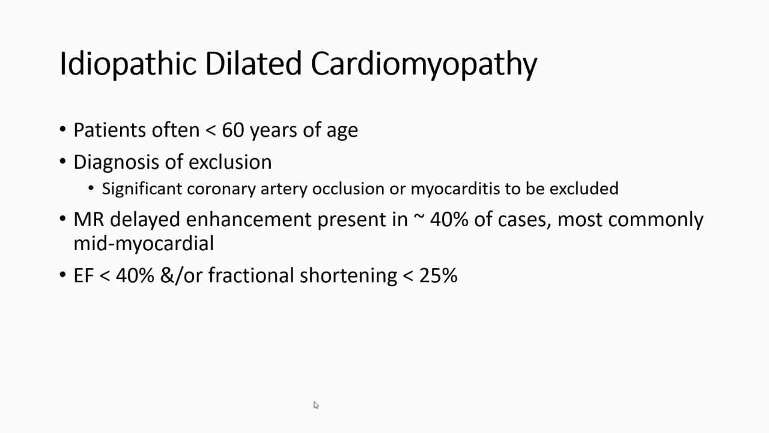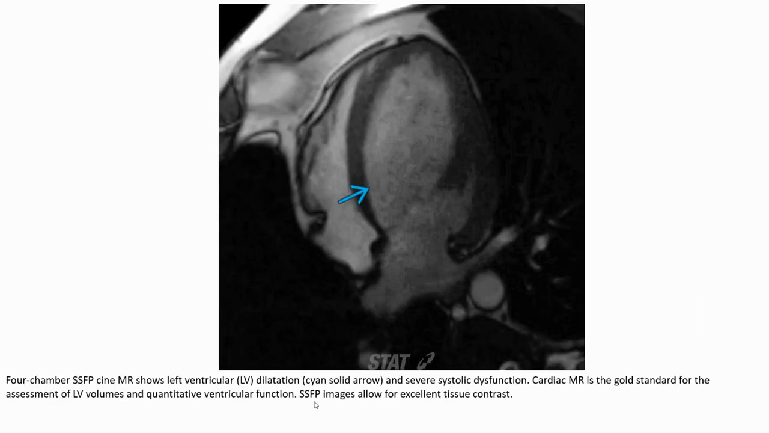Idiopathic dilated cardiomyopathy usually presents in patients less than 16 years old and is a diagnosis of exclusion. Delayed enhancement is present in about 40% of cases, most commonly mid-myocardial, with ejection fraction less than 40% and or fractional shortening less than 25%.